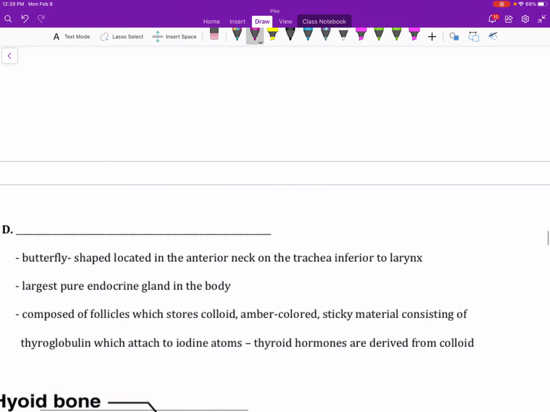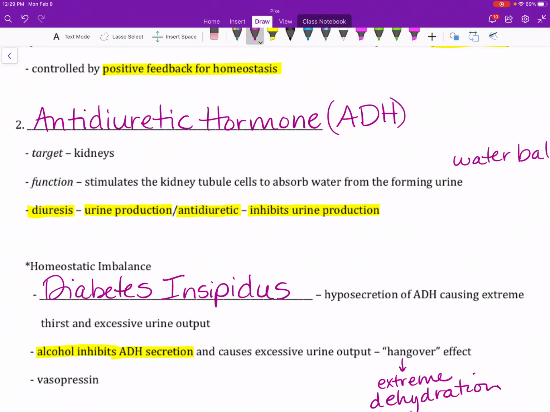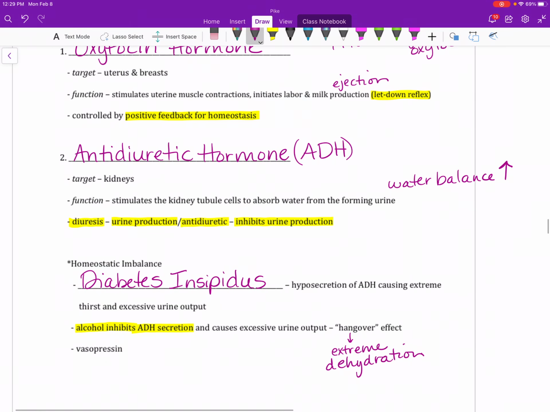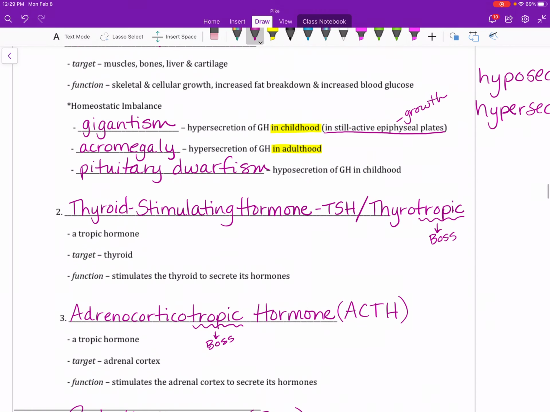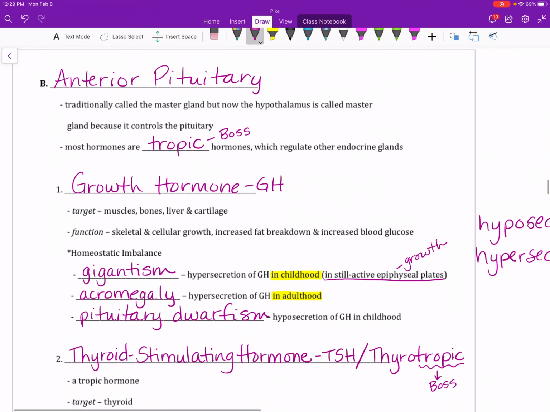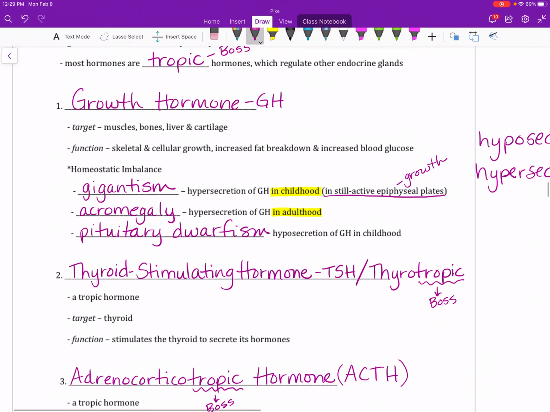Okay, so that's where we're going to stop today. I know that pituitary is major, but that's why I'm doing 4 different videos. So here we have 8 different hormones, 6 secreted by the anterior pituitary and 2 secreted by the posterior pituitary. Each hormone has a hormone, target, and function. Okay?